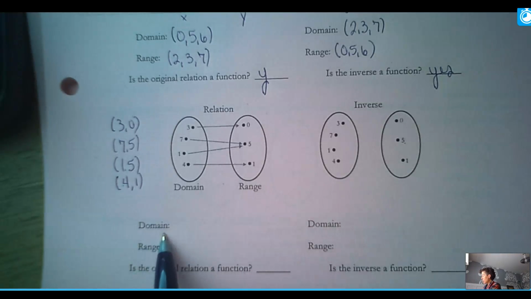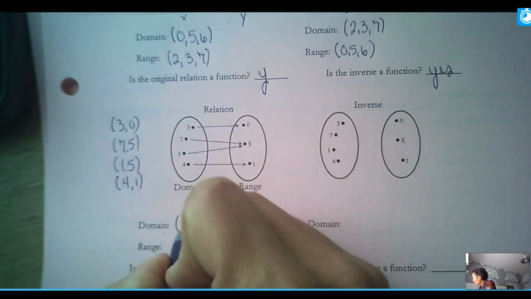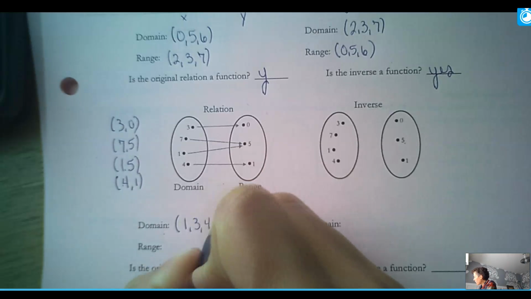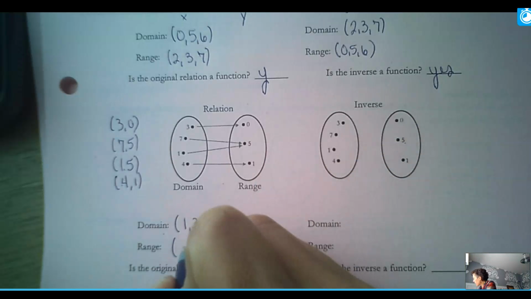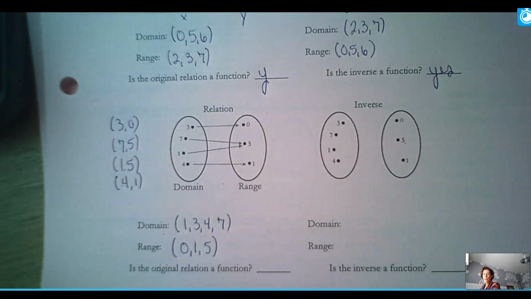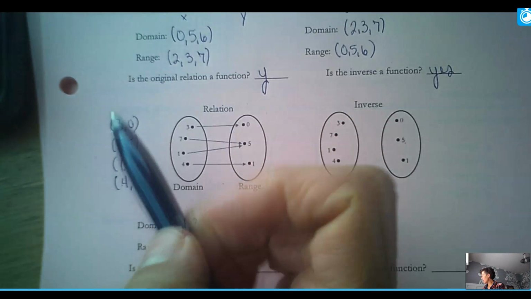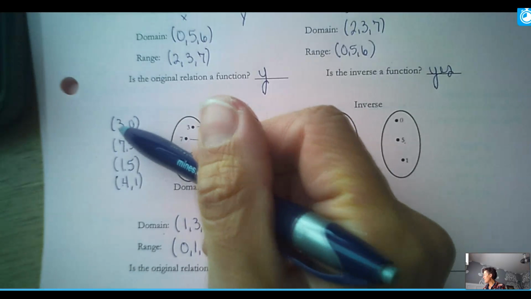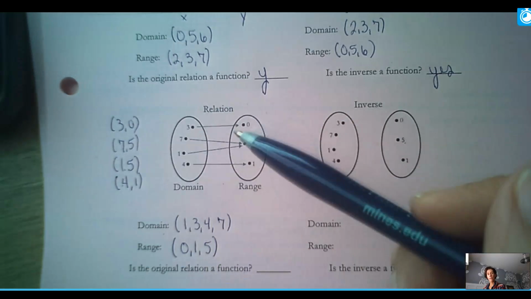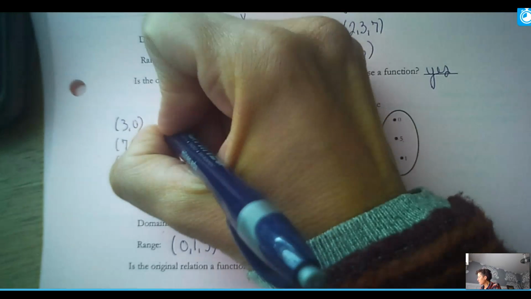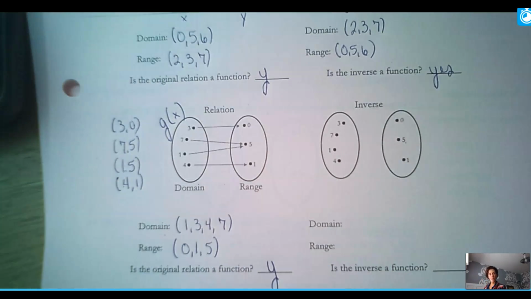So again, my domain are just these. I'll just put them in numerical order. So I've got 1 and 3 and 4 and 7. And for my range, I'll just put those in order as well. So I've got 0 and 1 and 5. So my main question is, is this data, that's a relation, a function? And it is, because all the x's are different and each input only has one output. So this is a function.